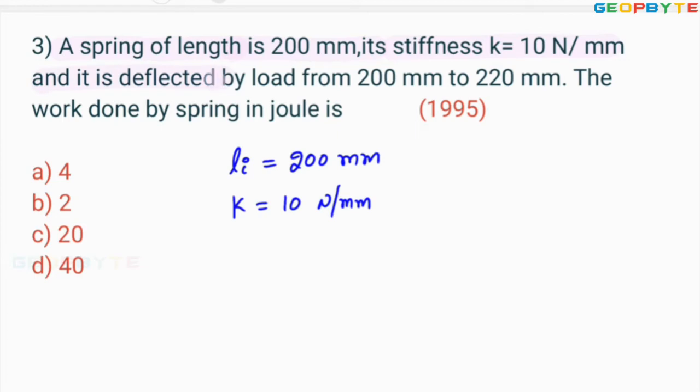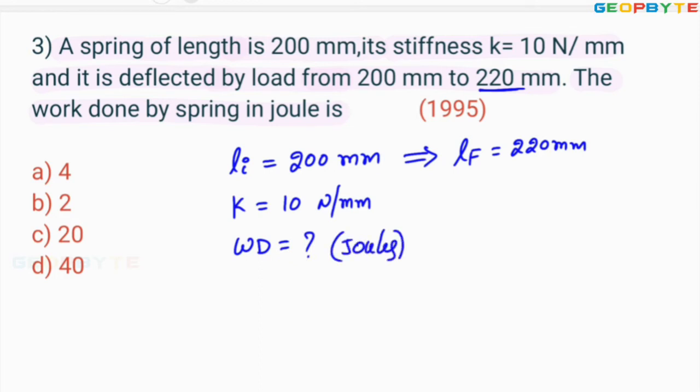And it is deflected by load from 200 mm to 220 mm. The final length of the spring is given. Final length of the spring is 220 mm. You are asked to find the work done by the spring in joules. Work done equal to how much in joules? That is the problem.